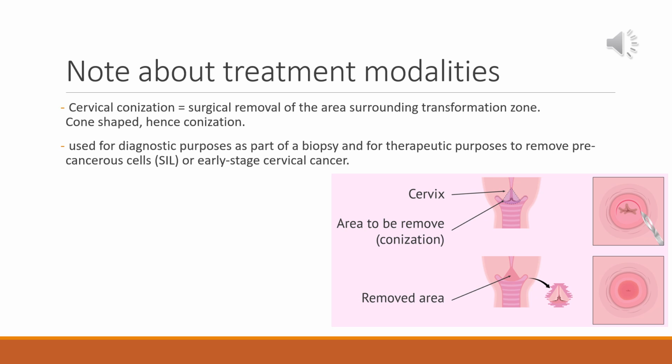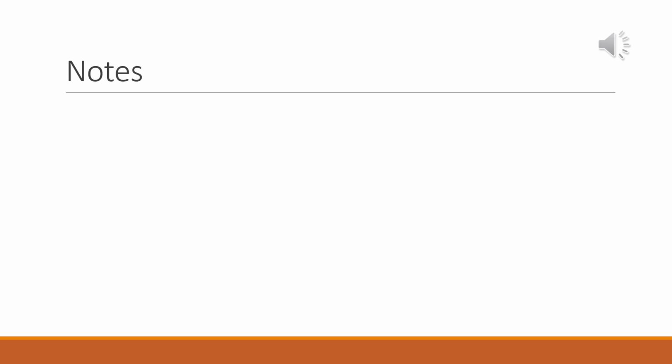Note about treatment modalities. Cervical conization is the surgical removal of the area surrounding the transformation zone. The resection is of a cone-shaped tissue, and therefore it is called conization. It is used for diagnostic purposes as part of a biopsy, or for the therapeutic purposes of removing precancerous cells or early-stage cervical cancers.